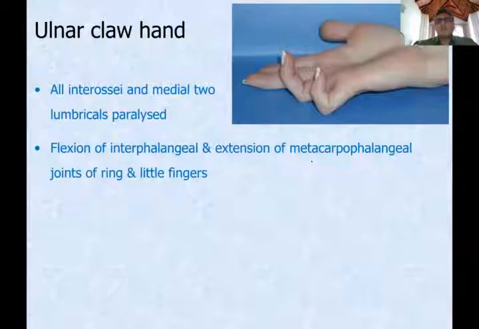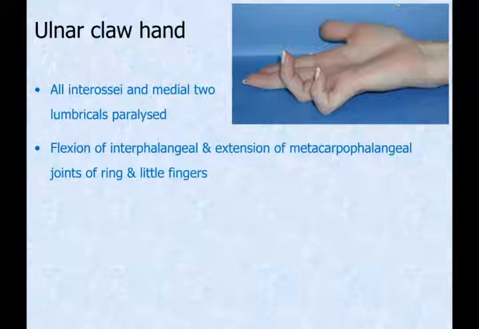Then the first one, the ulnar claw hand. Now, in this person, you can see that this is ulnar claw hand. This is due to damage to the ulnar nerve. Now, we'll say that the ulnar nerve is damaged somewhere here, either in the Guyon's canal or even at the wrist. If there's a cut here, at the level of the wrist, an injury, then you get this picture.